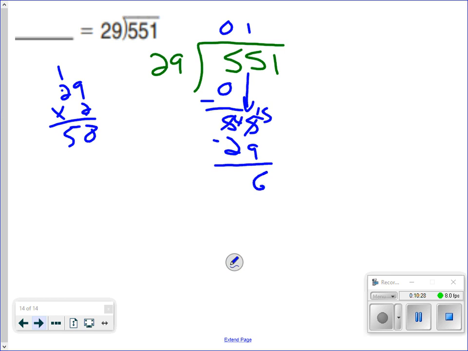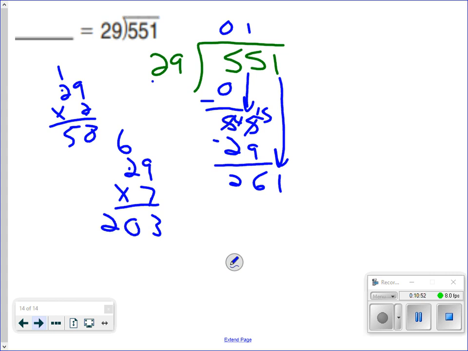15 minus 9 is 6. 4 minus 2 is 2. Bring down a 0, or bring down the 1. Apologize. How many times can 29 go into 261? Well, let's see. 29 times 7, what do we get? 3, 6. 2 times 7 is 14, plus 6 is 203. We can get closer. Let's go 29 times 8. I think we got to try and get even closer. Let's do 29 times 9.